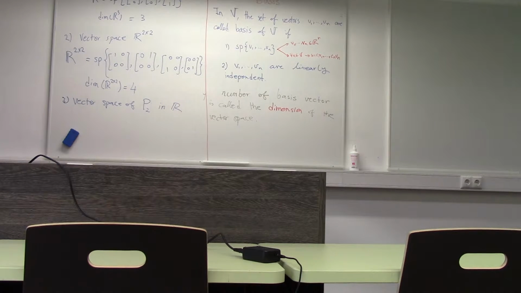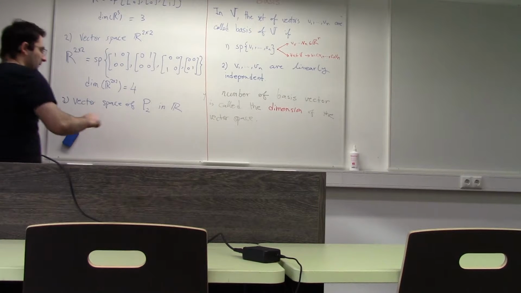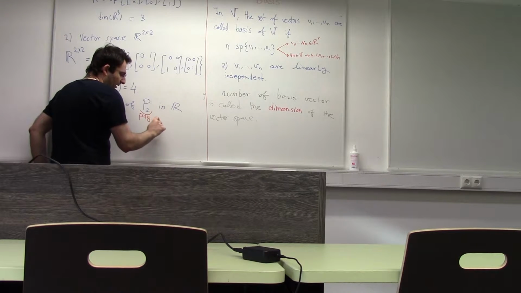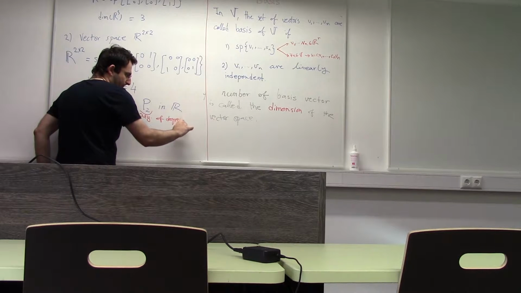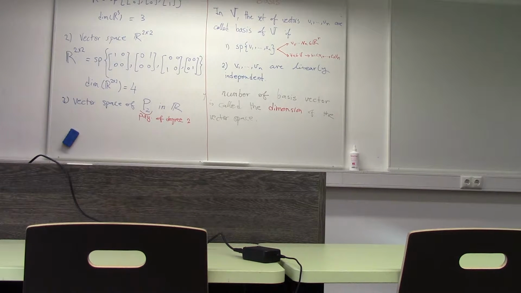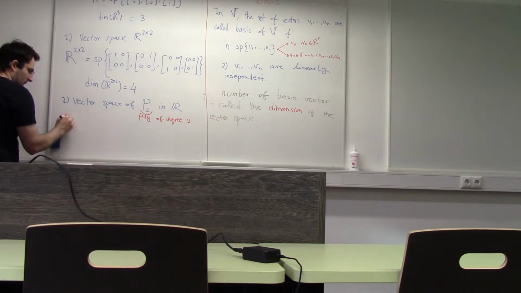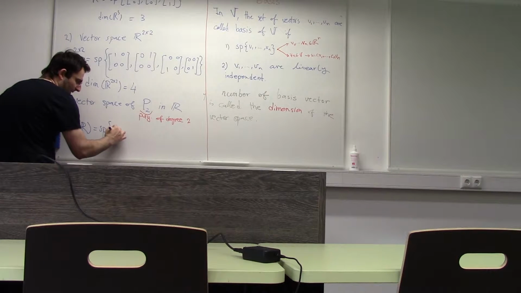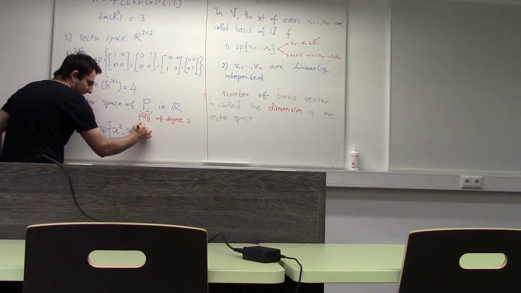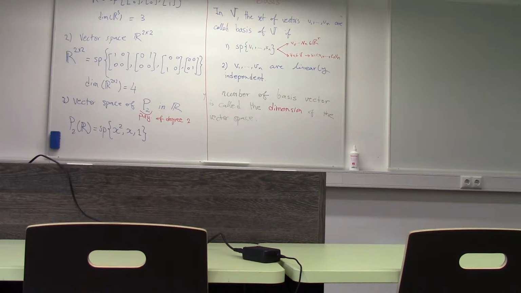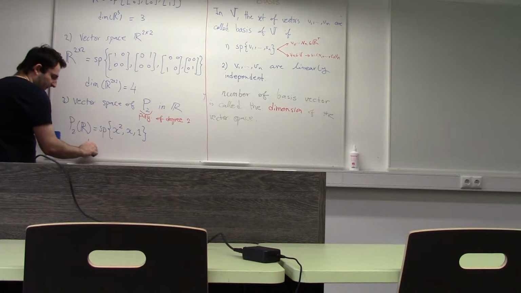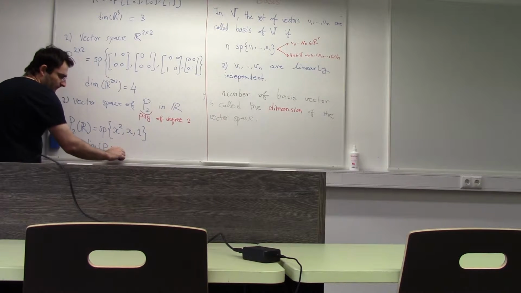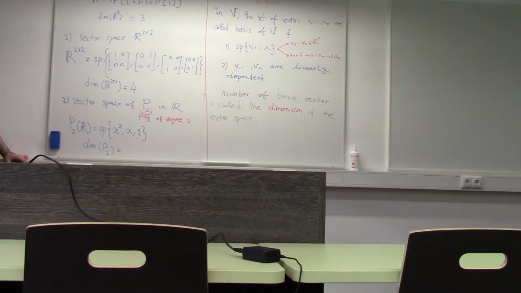What is P2? Do you know P2? Polynomial of degree 2. So P2 in R is the span of x², x, and 1. So what is the dimension of P2? What is the dimension of P2? 3.